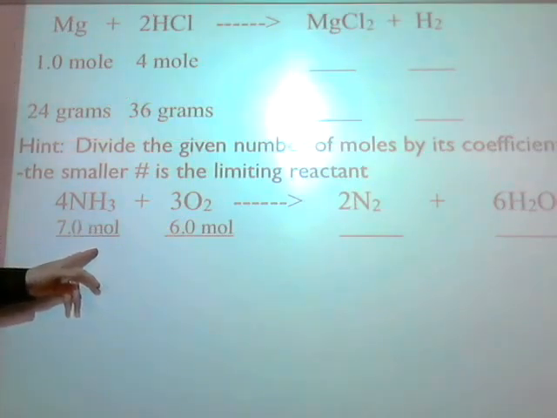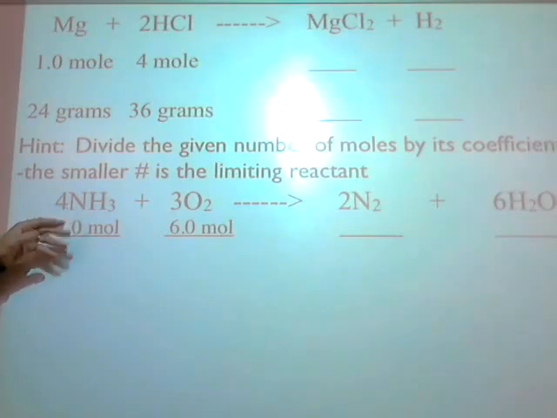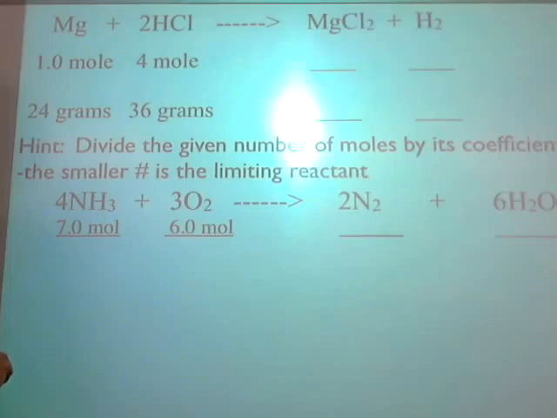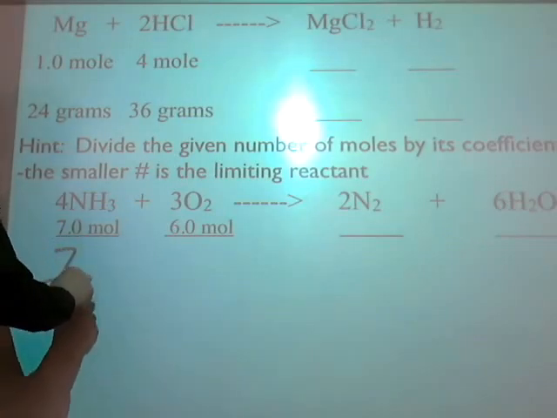So for this one down here, can you figure it out? It's a little bit uglier numbers. What do you think for that one? And then we'll finish up this whole chart. 7 divided by 4 is what?